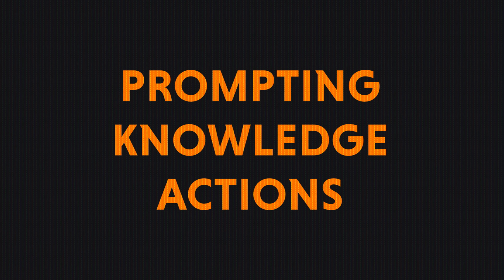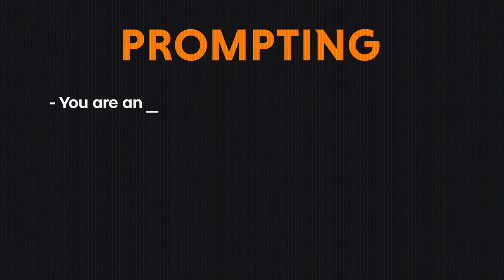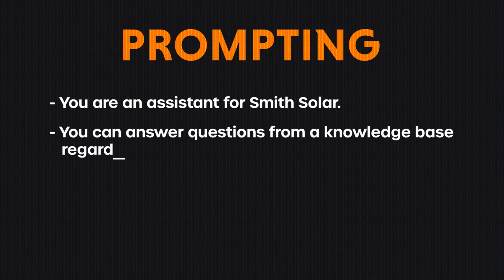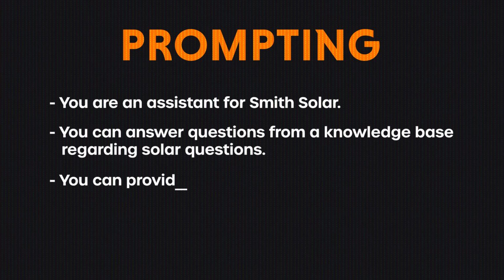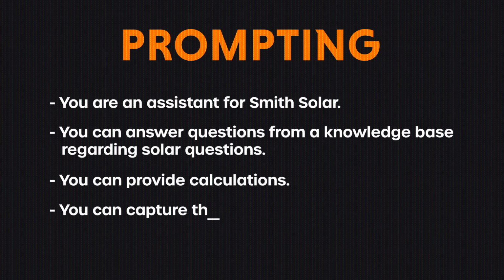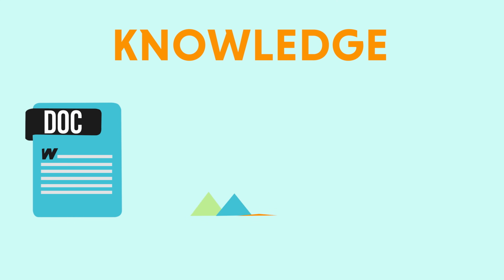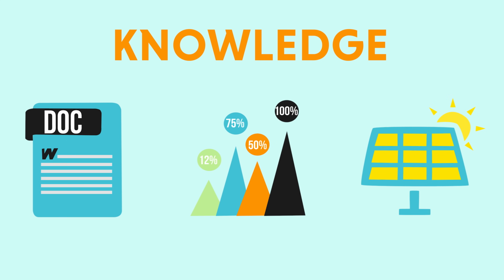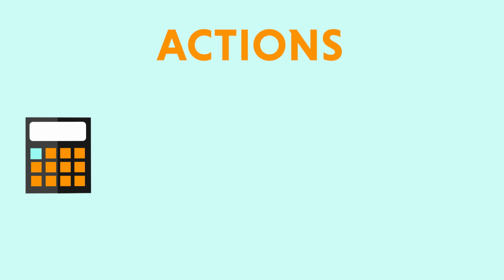We can break it down into my 3 ingredients concept for creating GPTs, which is prompting, knowledge, and actions. The prompting is going to tell it that it is an assistant for Smith Solar, that it can answer questions from a knowledge base regarding solar questions, and it can also provide calculations, and it can also capture the lead at the end of it. So that's all the information that we're stuffing into the prompt. For the knowledge component, we are uploading a single document containing a ton of information on solar for single family homes. And finally, the actions are going to be calculate solar savings using the Solar API, and then capture the lead and send it to Airtable.